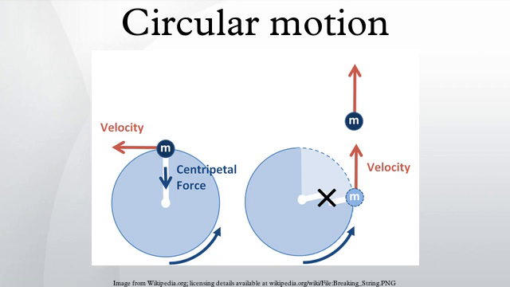Consequently the acceleration is as given. The centripetal acceleration is the radial component, which is directed radially inward, while the tangential component changes the magnitude of the velocity.